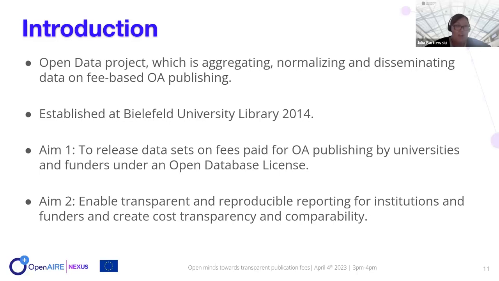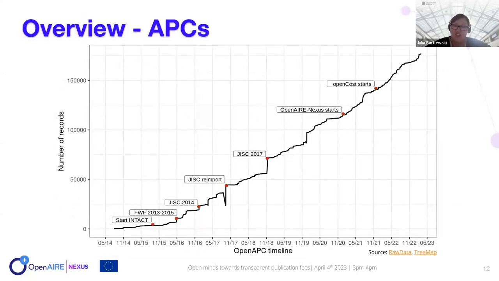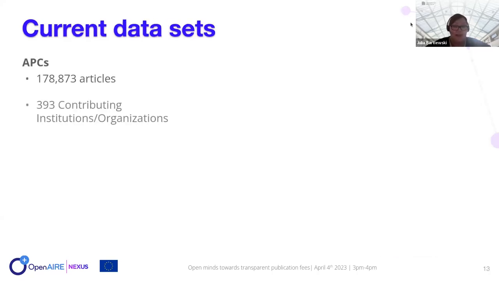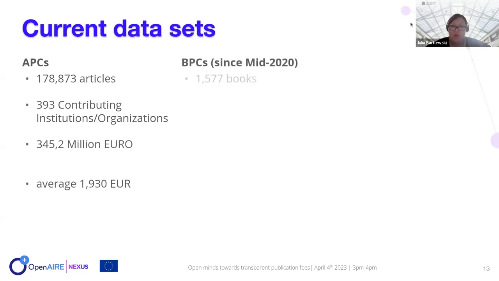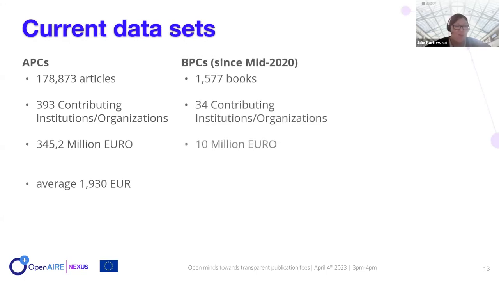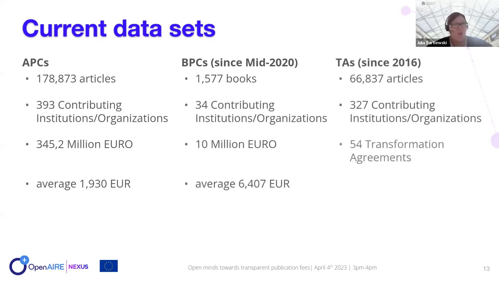The next slide, please. Here, this chart shows the evolution of our APC data set over time, with some major events being marked separately. But the important thing you can see here very well is that the number of records has increased continuously over the years. The next slide presents some current facts and numbers in more detail. Yeah, you can show them all. We always like to present them at occasions like this, because they always go up.